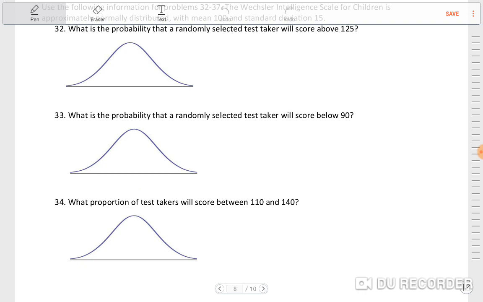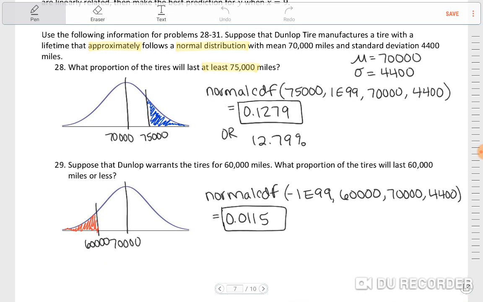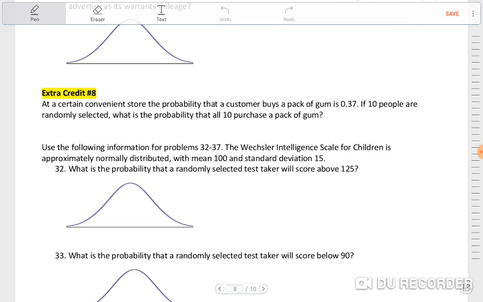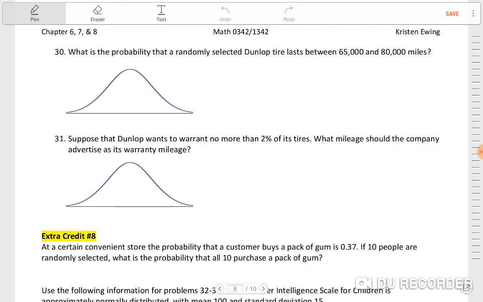Let's see. So if you're wondering about those, at least, yep, you got one of those. Miles or less. Yeah, you got a less than one. Okay. What is the probability that a randomly selected Dunlop tire lasts between 65,000 and 80,000 miles? You'll have one of these.